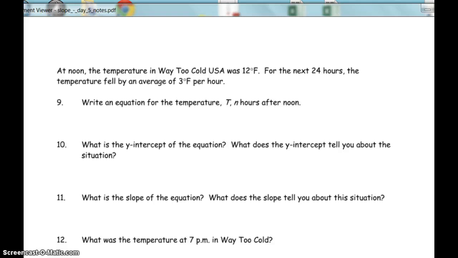So at noon, the temperature of Way Too Cold USA is 12 degrees Fahrenheit. For the next 24 hours, the temperature fell by an average of 3 degrees Fahrenheit per hour. That's something we've talked about. Per hour means that we're going to multiply, and I'm going to just use the variable h. And then it says to write the equation for the temperature T in hours. Okay, well now the information has provided me with what I need to use. So I'm going to change that to n.